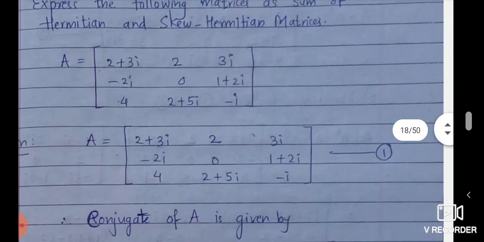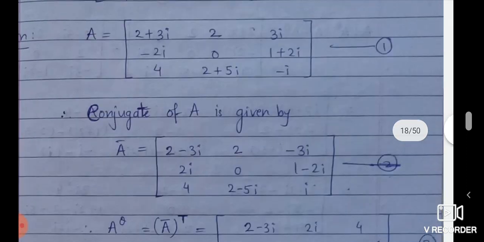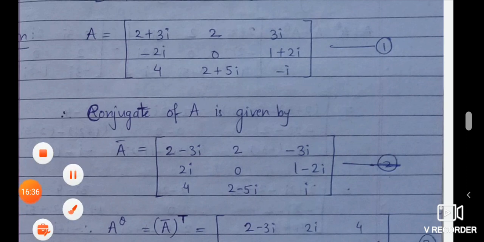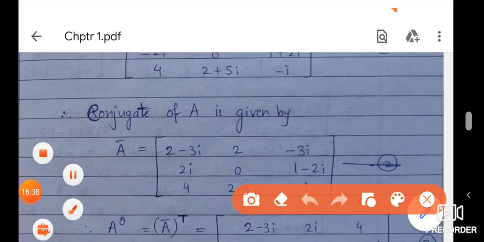So a matrix A is given. First we'll find the conjugate. What was the conjugate of the matrix? Just changing the sign of i.